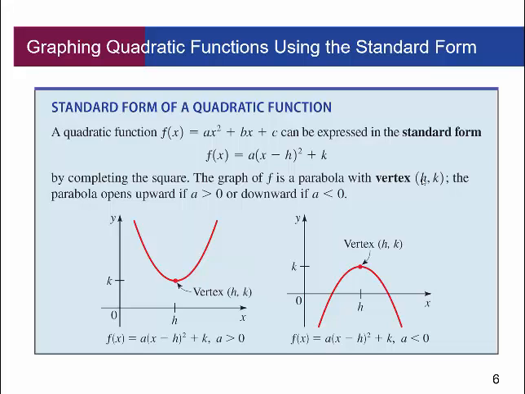We also know that the parabola is going to open upward, the upward-shaped U or smiley face, if a is greater than 0, so if this coefficient is positive. If this coefficient a is negative, however, then it's going to be a frown. It's going to open downward.